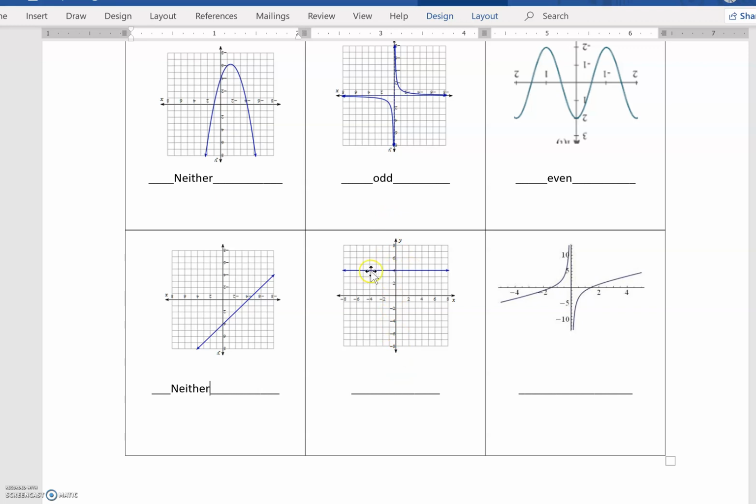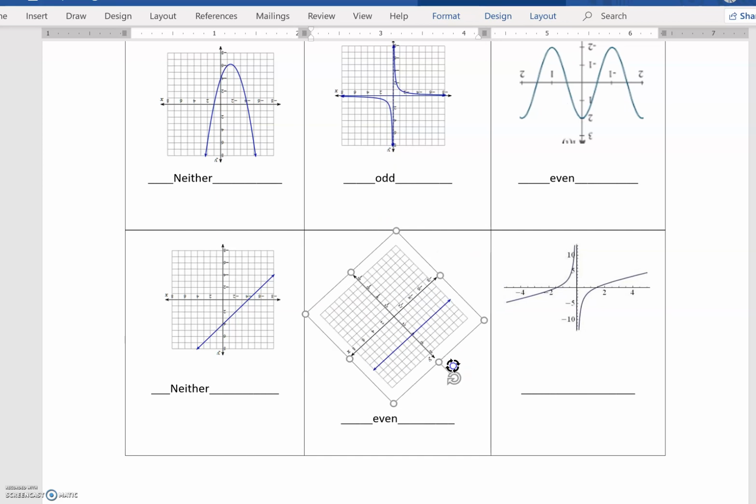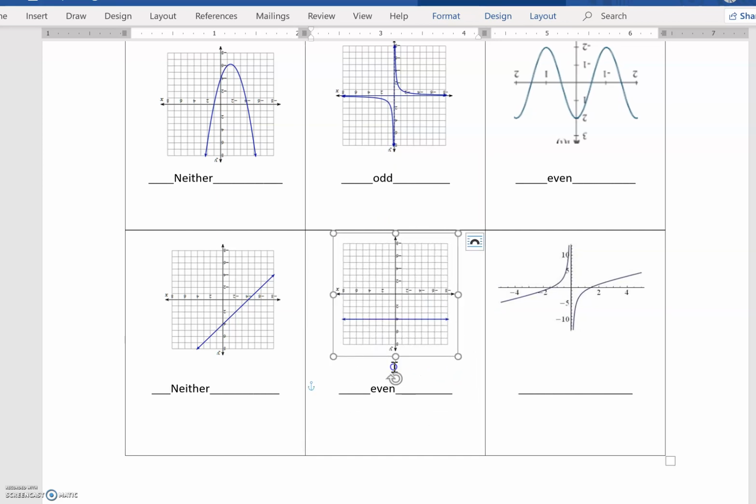All right, our next graph, if I were to fold it along the y-axis, this point would map directly back onto each other. So it is even. Let's just double check to see if it's odd. So we're going to rotate it 180 degrees. And remember, our line was up here and now it's down here, so it's not odd, it is only even.